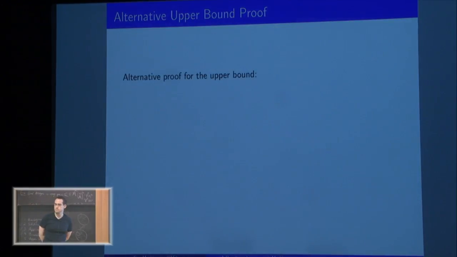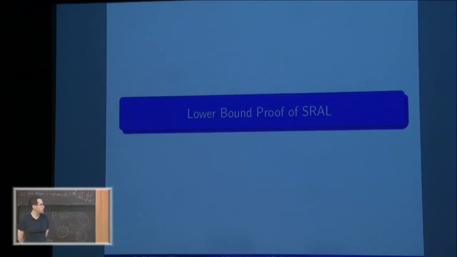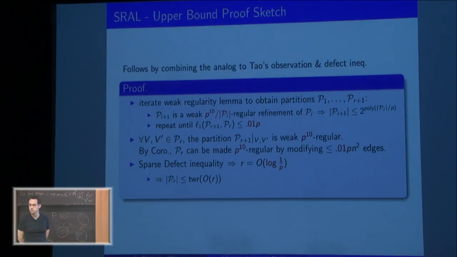So how many total edges are you modifying in that? 0.1 p n squared. Okay, so in each step you're modifying how many? I'm not modifying in each step, only at the end. I iterate until I find two close partitions, then I do all the modifications. Okay, I see. I'm sorry, I was confused about that.